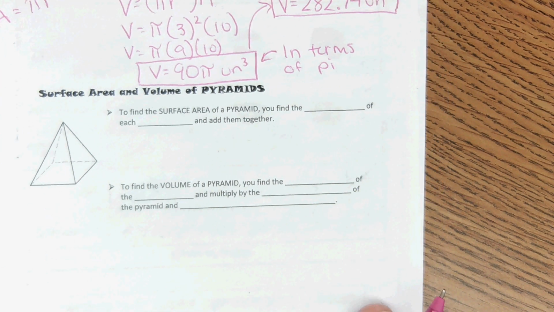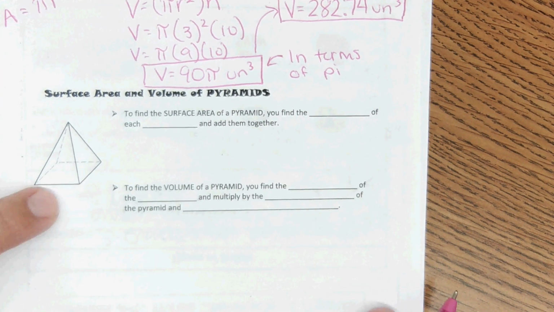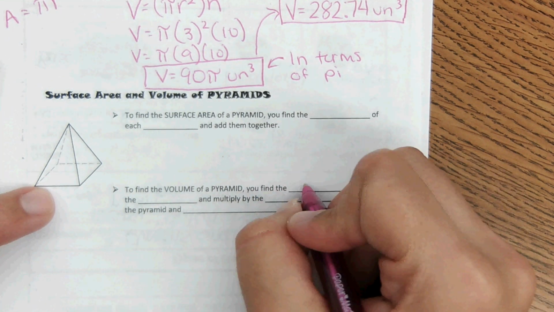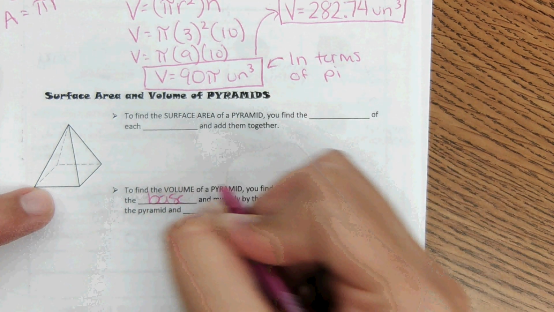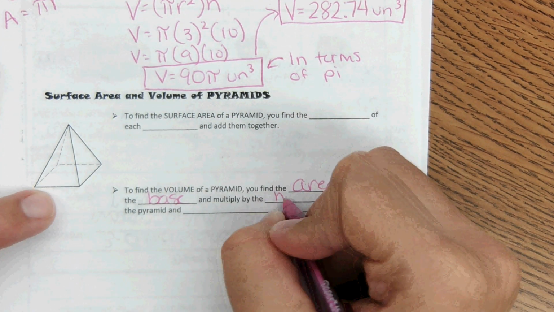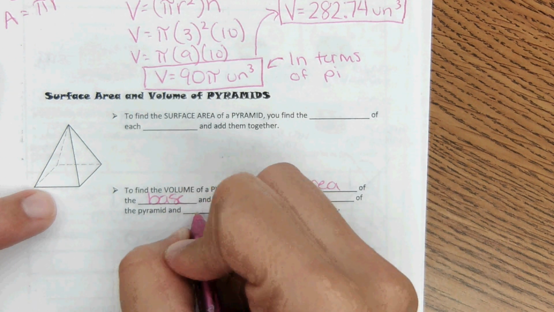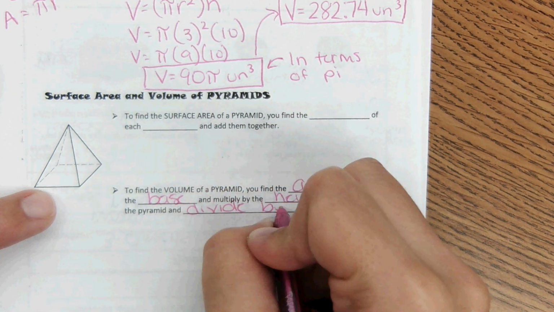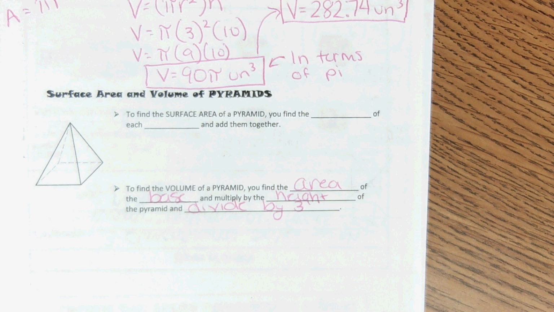Okay, next, volume of a pyramid. To find the volume of a pyramid, you find the area of the base and multiply by the height, but then we divide by 3. So I'm going to use a pencil to kind of show this.